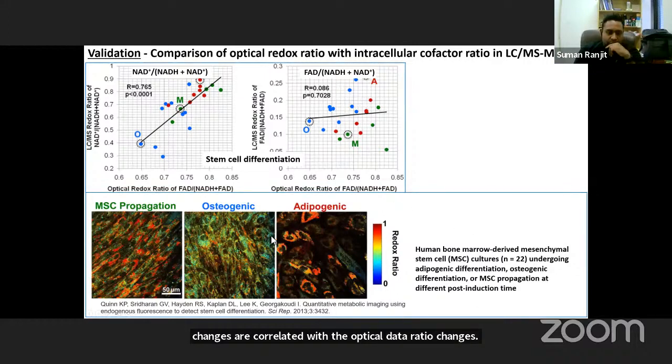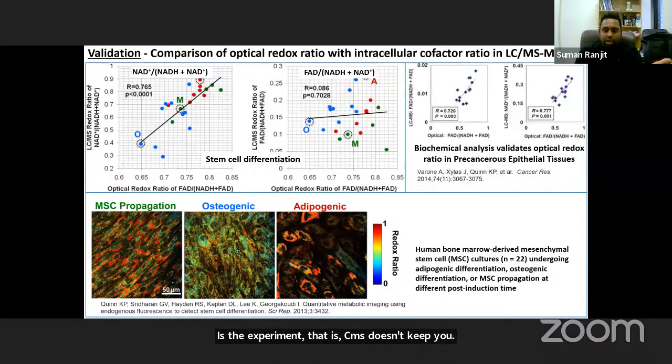Now, these are stem cells going through different types of differentiation: MSC propagation, osteogenic and adipogenic differentiation. If you look at the redox ratio, you can definitely see the difference in different parts of the cells and how they change in different types of differentiation. What LCMS doesn't give you, and imaging does, is the spatial heterogeneity of this system. That cannot be seen, and I'll come back to that.